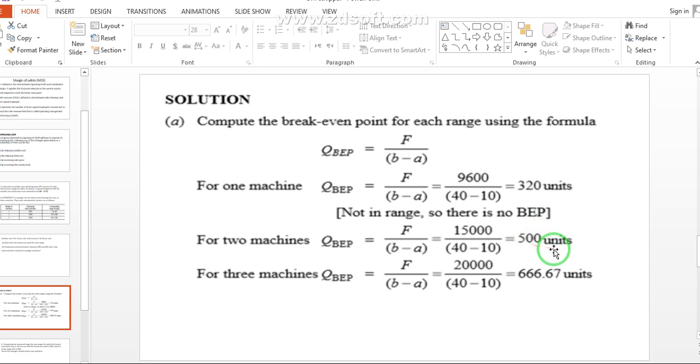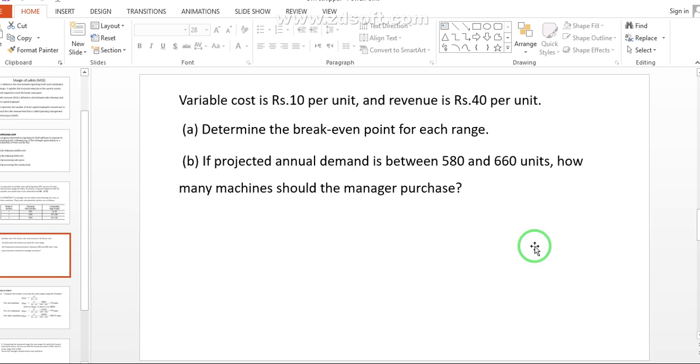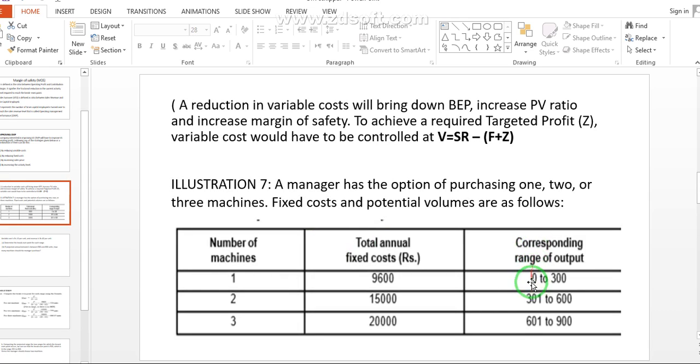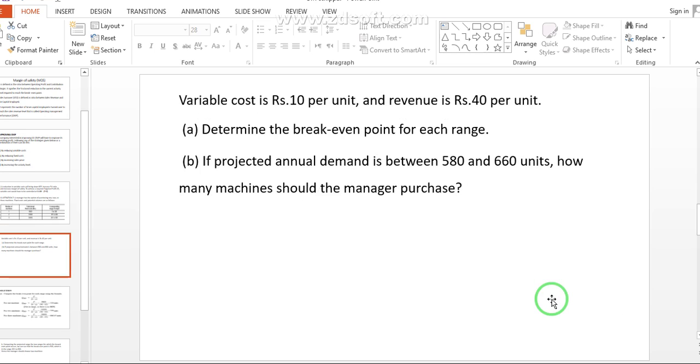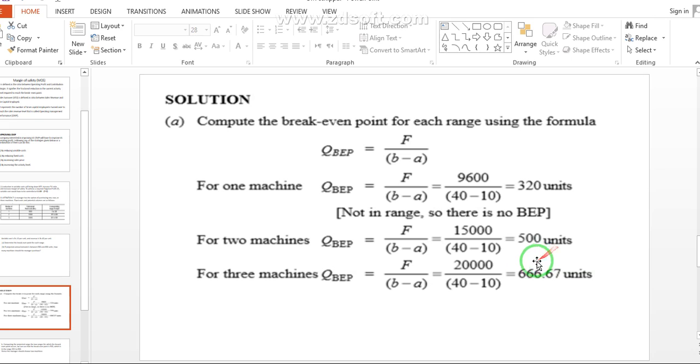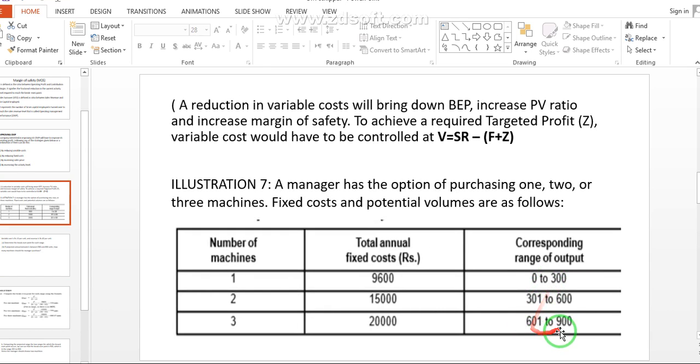And the next one is 500. If you focus here, this is in range, because the range is 301 to 600, so the value is between these two. That's why this machine could be in range, with a break-even point of 500 units. And for machine 3, the break-even point is 666.67. Whereas we do have here 601 to 900, it is between, so this is also in range.